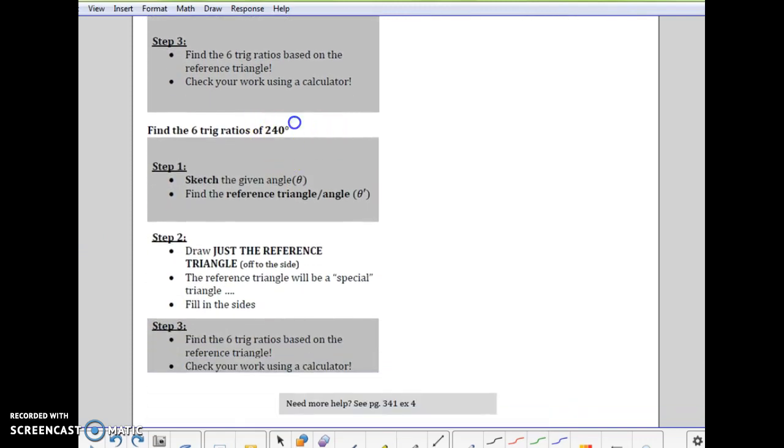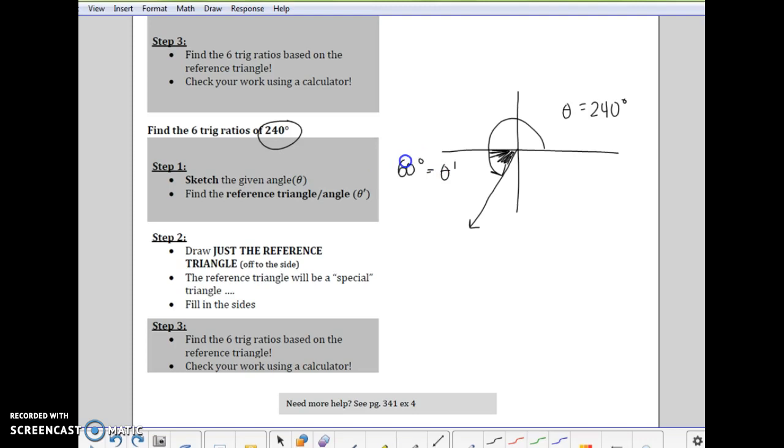Next one, 240 degrees. So you're going to start with the same thing. Drawing it, 240 should put you over here, hanging out. So here he is. That's your angle, 240 degrees. Trig doesn't technically work for him, so we have to make that reference angle, and that's my theta prime. My theta prime this time is going to be 60 degrees.